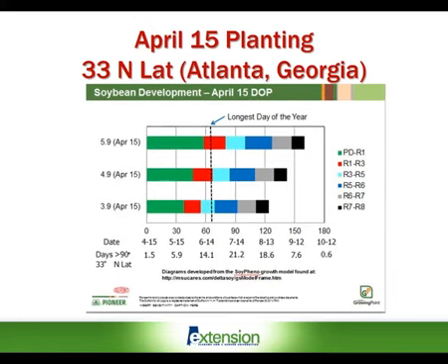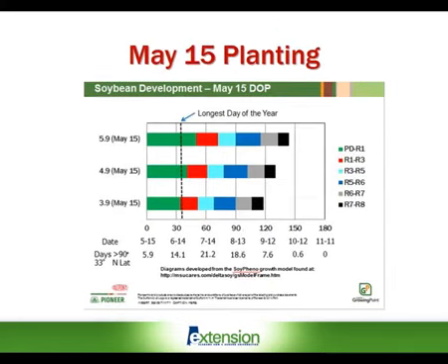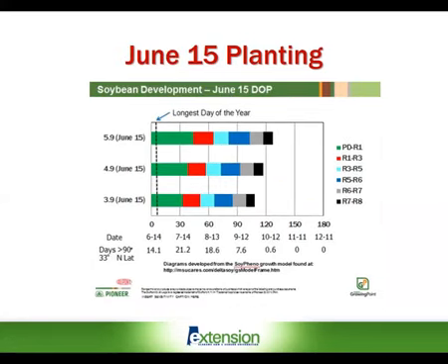More sunlight means a higher rate of photosynthesis, which is putting more energy into the plant that goes into pod production. You can see when we plant in mid-May, we're only in vegetative growth when we get the longest day of the year. And definitely when we plant in the middle of June, we just begin to have vegetative growth.